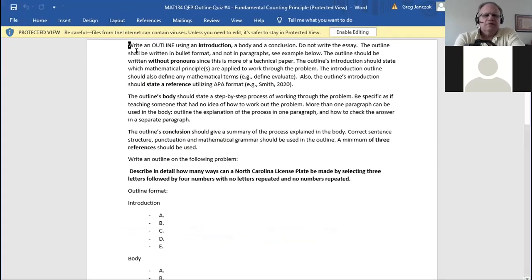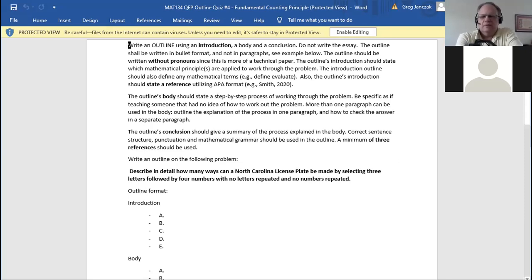Okay, so basically this is an outline, just like you did with, I believe it was outline number 2, or no, that was maybe 3, whichever one, the last outline we did. And it's the same thing. You're just going to write the outline for introduction, body, and a conclusion.